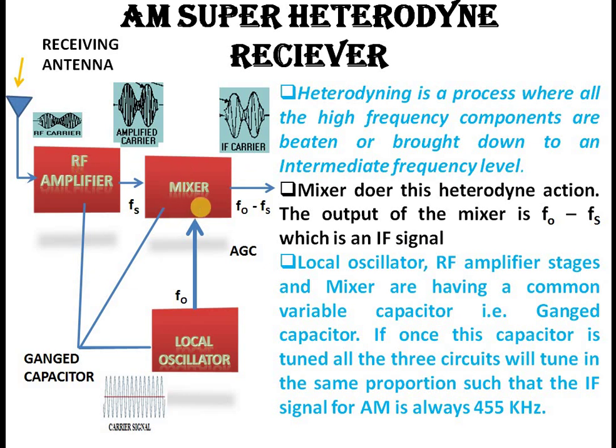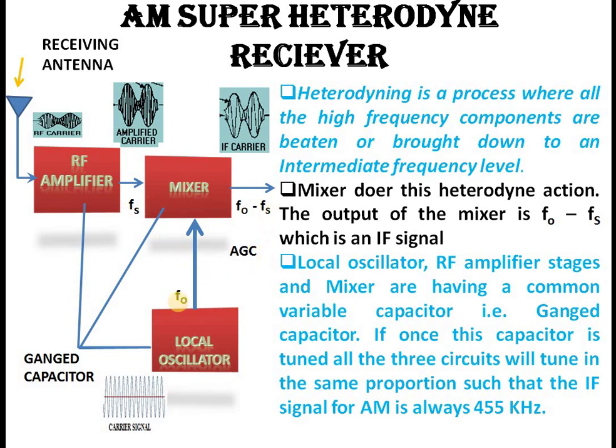Actually, the output of the mixer is the sum of these two signals and the difference of these two signals. But at the end we use filters that filter out the sum and provide only the difference. Thus, the mixer output is FO minus FS. Always we keep the local oscillator frequency higher than the RF amplifier or received signal frequency.